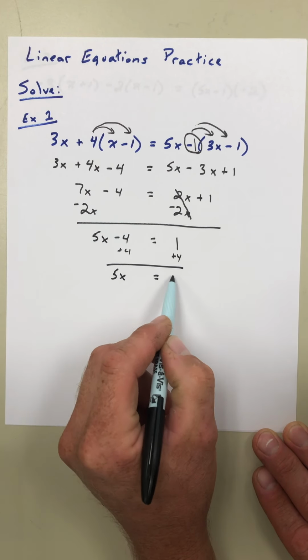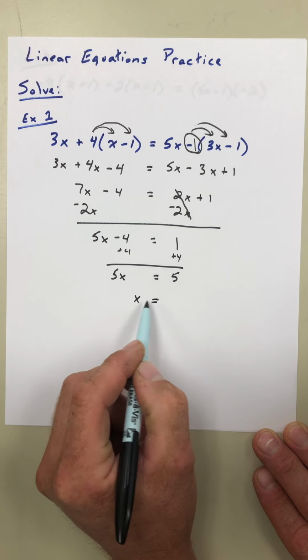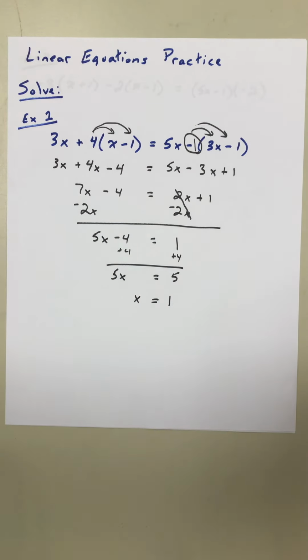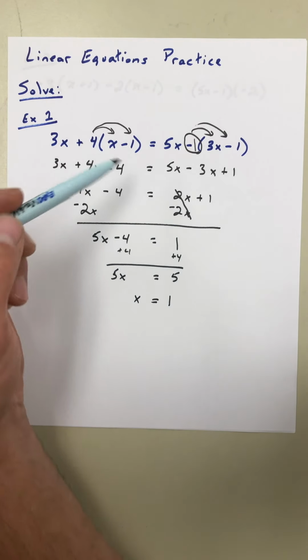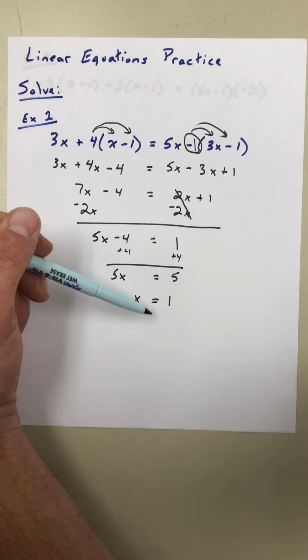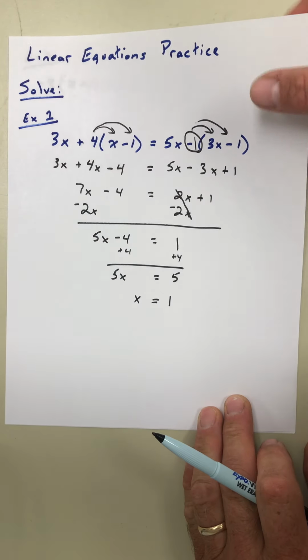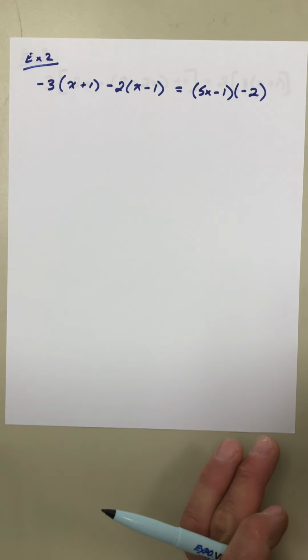So now I have 5x equals 5. If 5x equals 5, then we know that x has to equal 1. Divide by 5 on both sides. Notice how my equal sign stays pretty close to being at the same point, so my left side is always equal to my right side. Something you may want to consider as you're doing the problems.